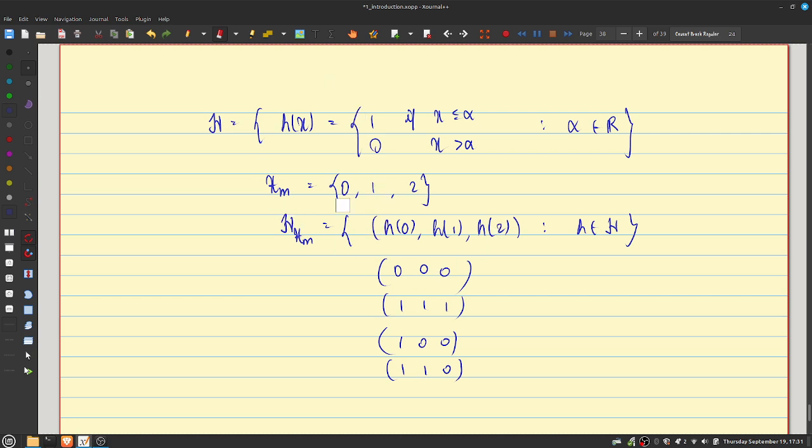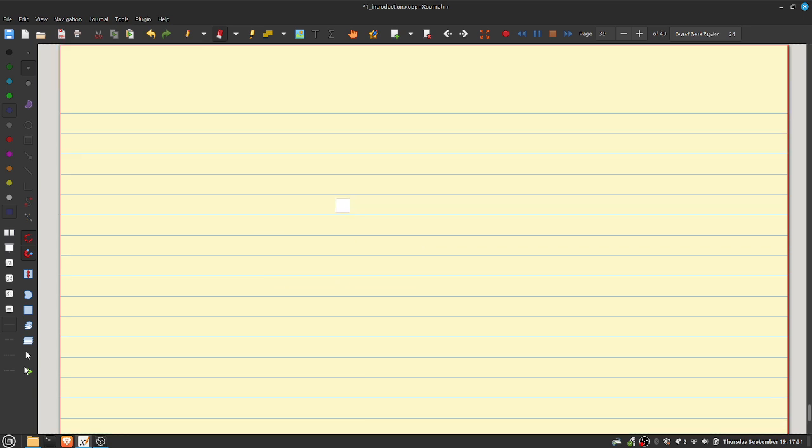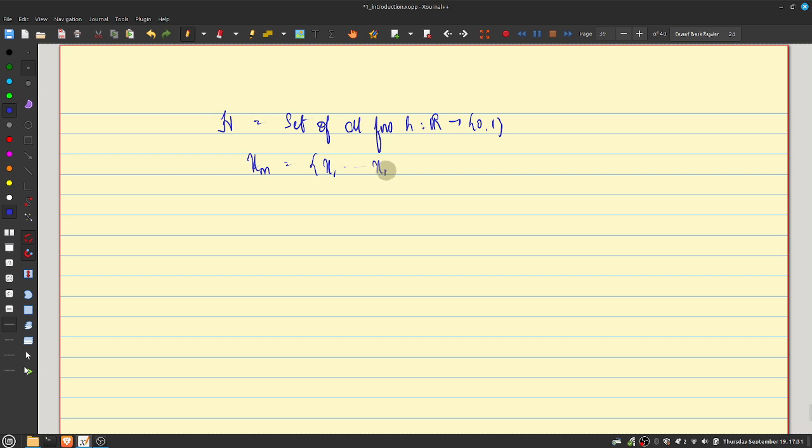So in this specific case, suppose that H were the class of all functions from R to {0,1}. I take any finite subset of R and I restrict H to this subset. What would I get? So let's consider a scenario where H is equal to the set of all functions from R to {0,1}, and I take x_m to be any arbitrary finite subset x_1 to x_m of R, and I look at the hypothesis class restricted to x_m. What would I get? Correct. So it would be the set of all possible functions from x_m to {0,1}.